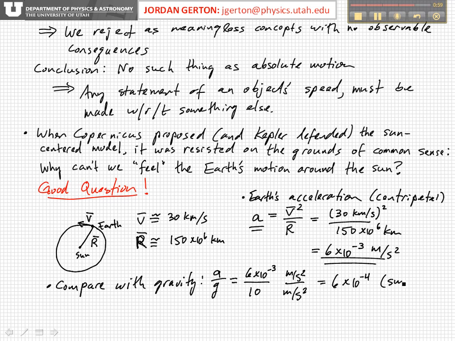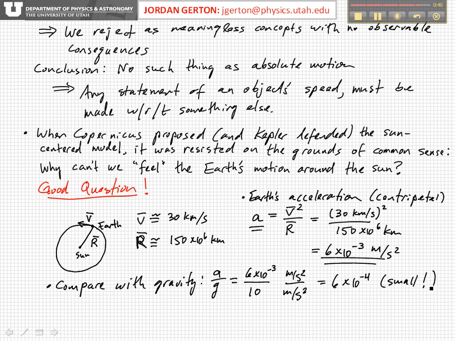So compared to gravity, the centripetal acceleration of the Earth going around the sun is very small. It's less than a part in 1,000. So it's less than a thousandth as important as gravity. Okay, so it's pretty small, which is basically why we don't feel it.